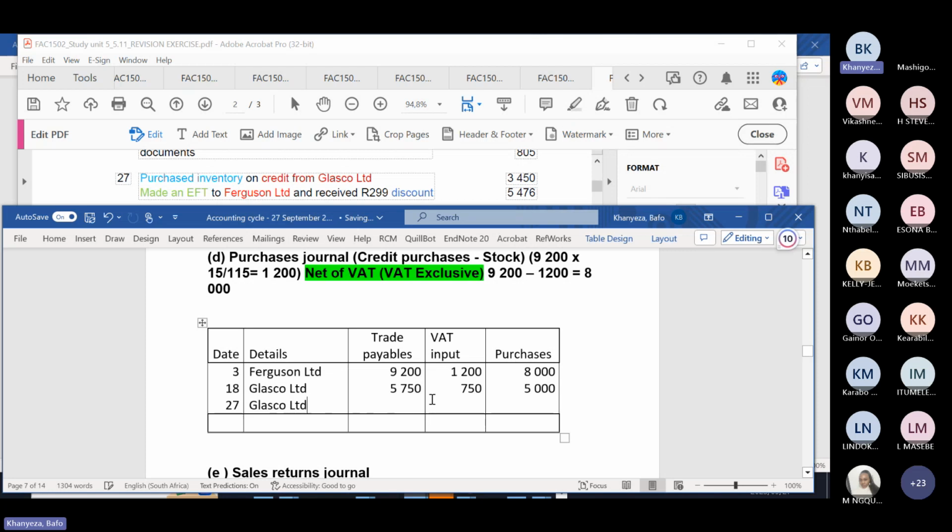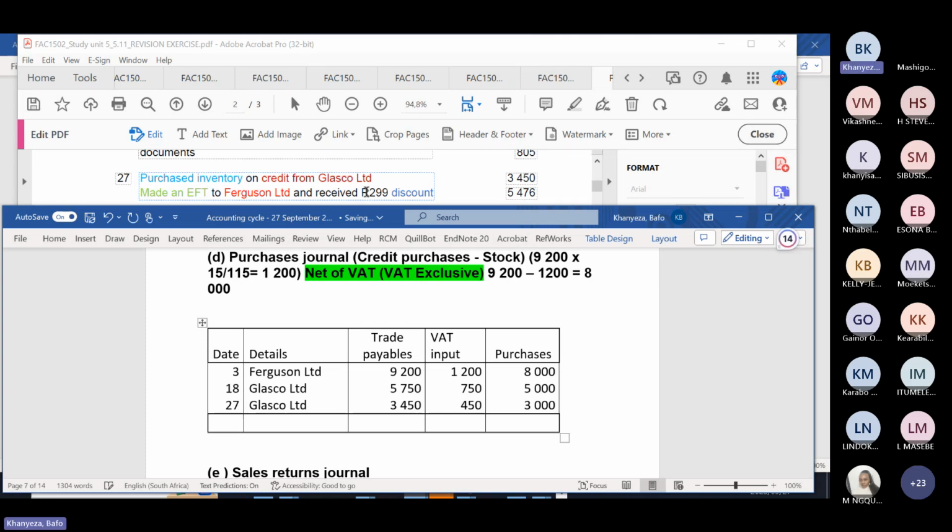LTD. So what was the total that we purchased for? It's 3450. That input that was there, so that we don't waste time, it's 450. And then the net exclusive of VAT is going to be 3,000. If you've got questions, you can be putting them in the chat there. Now, below here, it's made an EFT to Ferguson of 299.